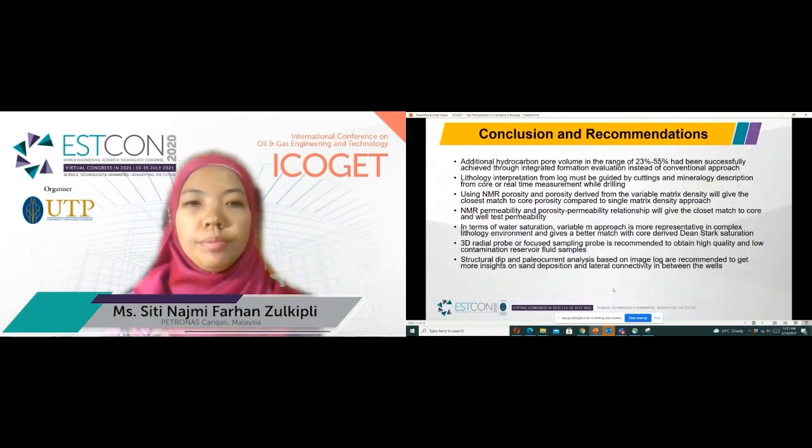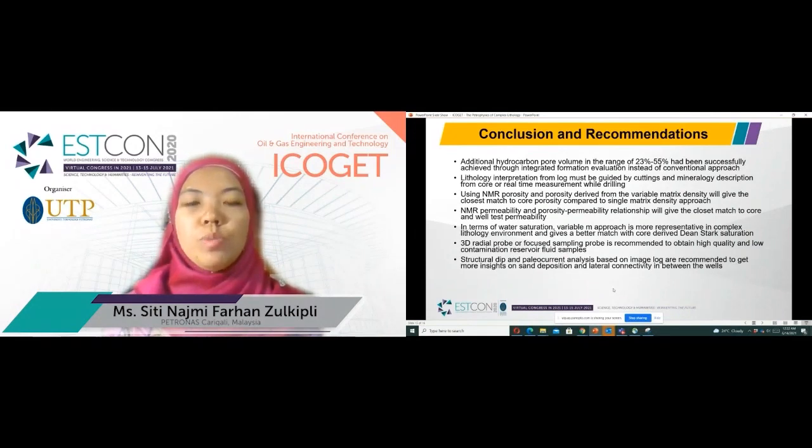As a conclusion, we have seen that additional hydrocarbon pore volume, which translates to additional hydrocarbon resource in the range of 23% to 55%, was successfully recorded as a result of using integrated formation evaluation in the complex lithology environment. Lithology and mineralogy interpreted from the logs must be calibrated with the core data. In terms of porosity, NMR log porosity and also porosity determined using variable matrix density give a closer match to the core porosity compared to the approach of using a single matrix density.